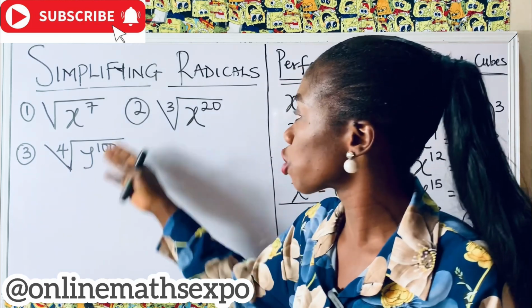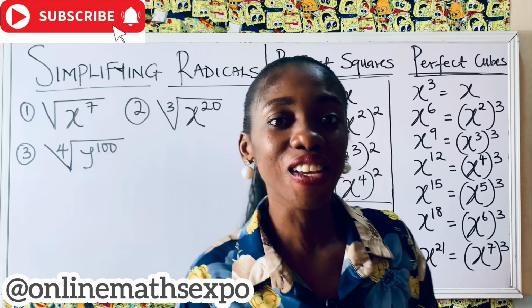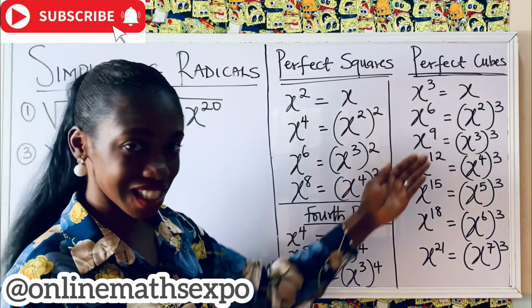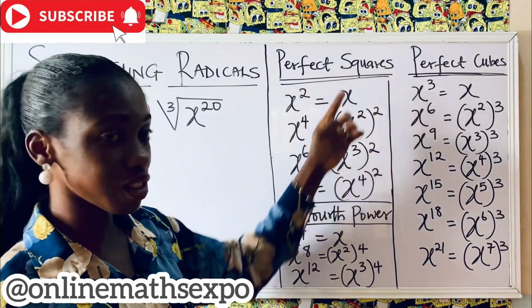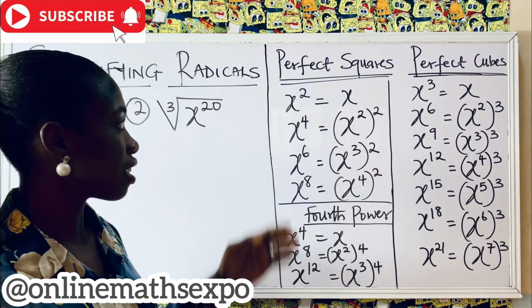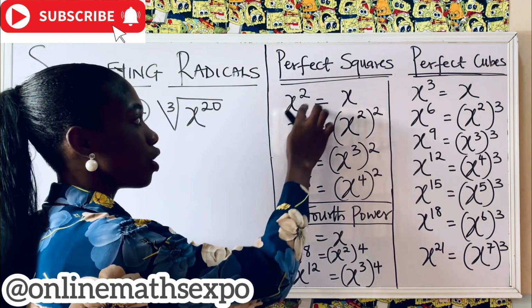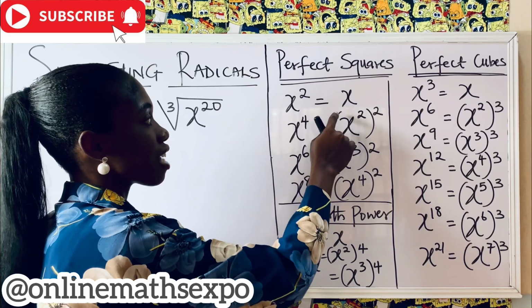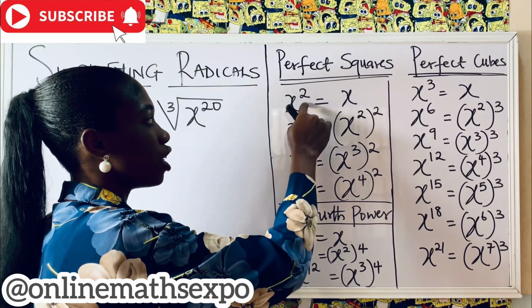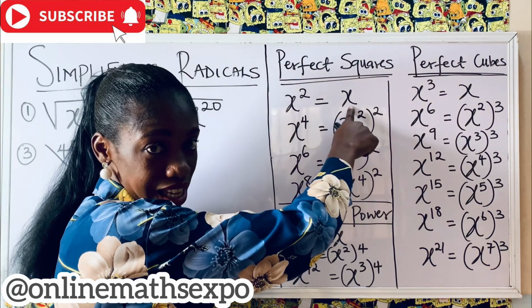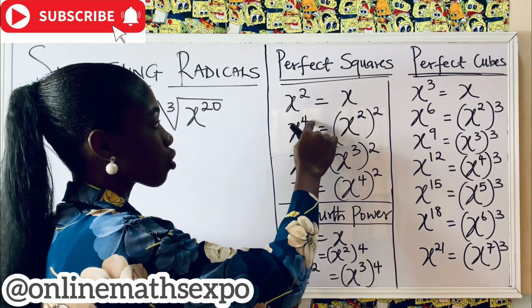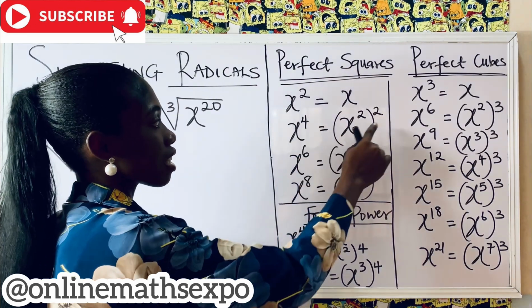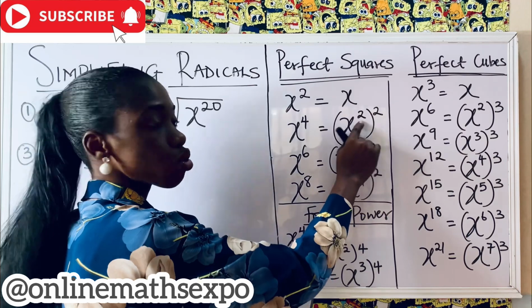Now, before we go into answering this, let's quickly look at the basics, okay? This is for perfect square. When you have x squared, it means that the square will go in once. That's why we have x here. Then when you have x to the fourth power, it means that the square goes in 2 times.